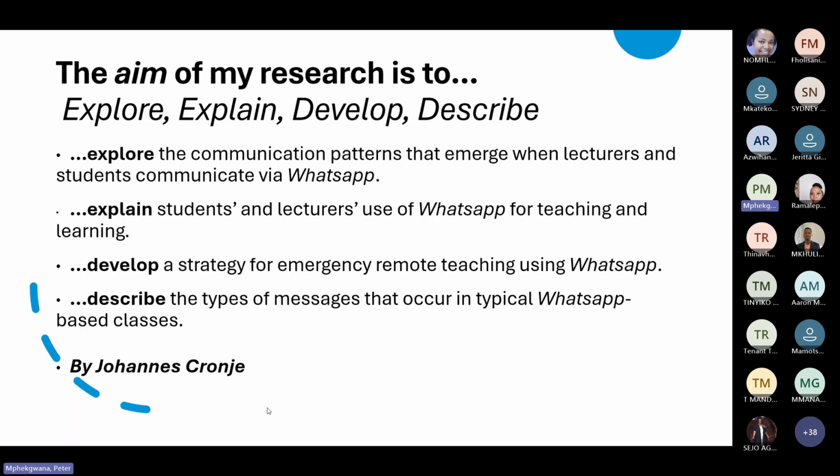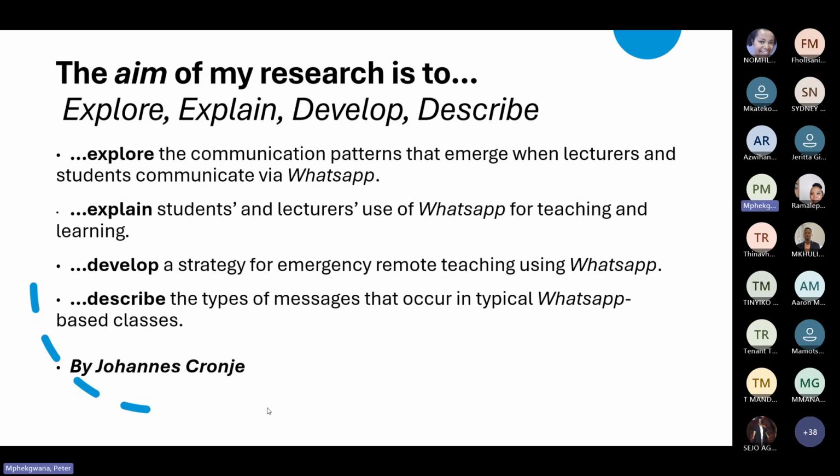So you want to describe the types of messages that occur in typical WhatsApp-based classes. What are the messages? Do they send funny things? So you want to describe. We are having a WhatsApp, it's working, we are using it for teaching and learning. Then you want to describe the types of messages. What kind of information is being sent on that platform?